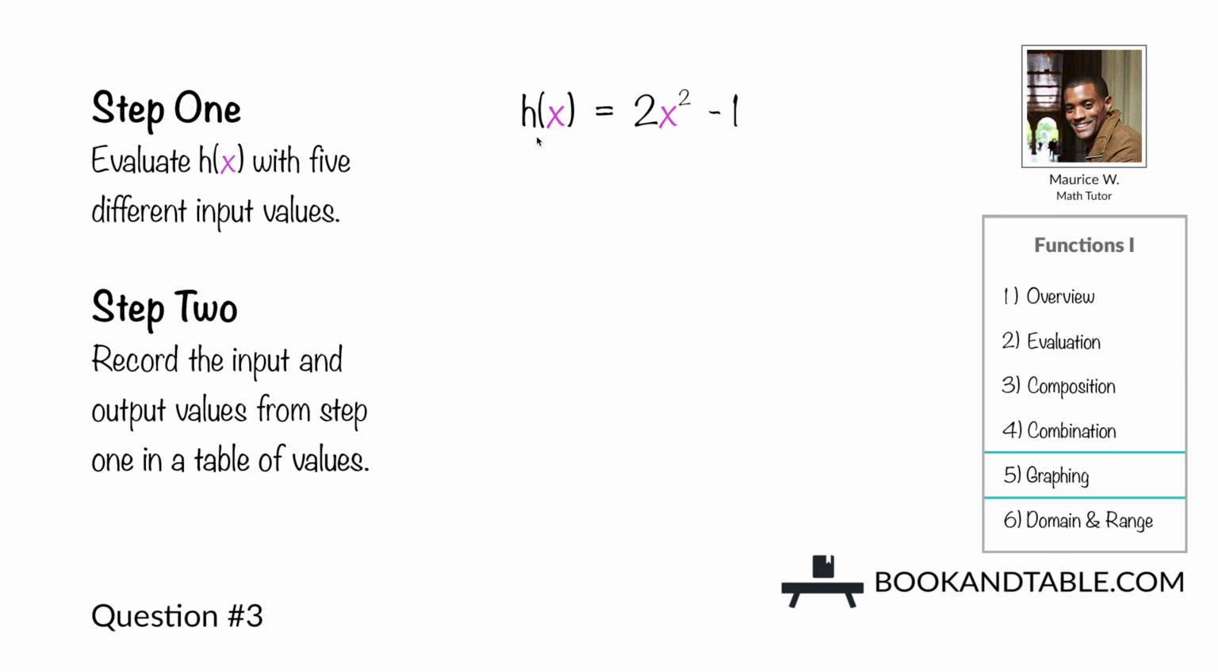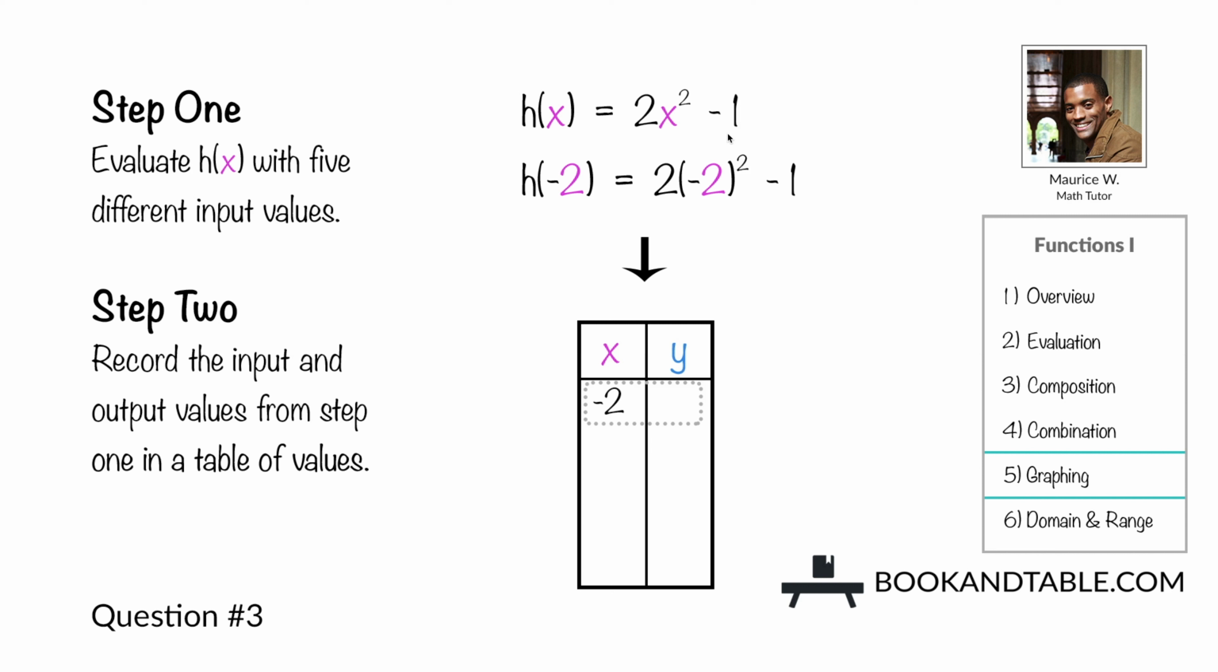We were given h(x) is equal to 2x squared minus 1. So step 1, evaluate h(x) with 5 different input values. And then step 2, record the input and output values from step 1 in a table of values. So we'll plug in -2 first, showing us h(-2) is equal to 2 times (-2) squared minus 1. -2 squared would be 4. 2 times 4 is 8, giving us 8 minus 1, which is equal to 7. So the input is -2 and the output is positive 7.